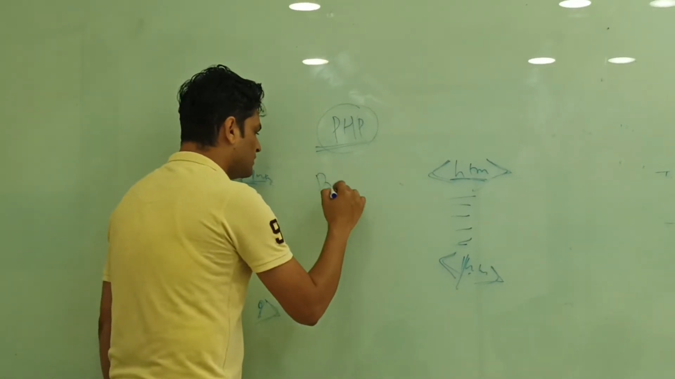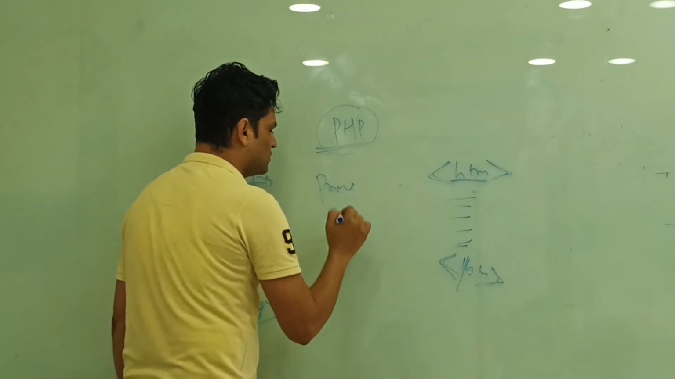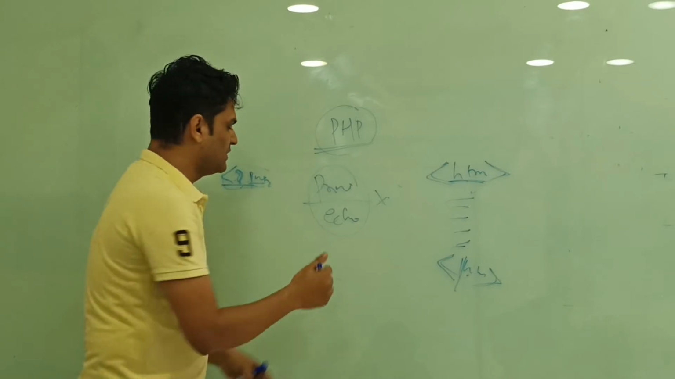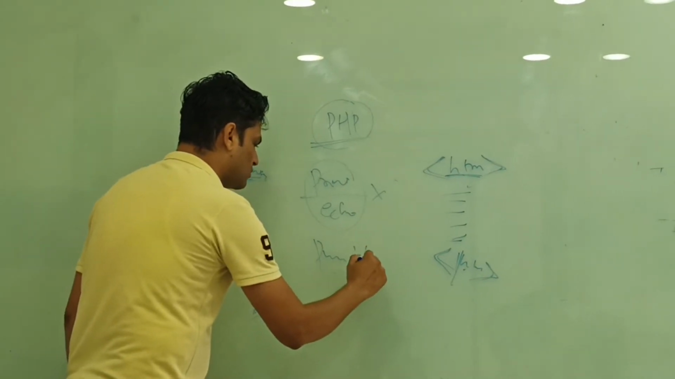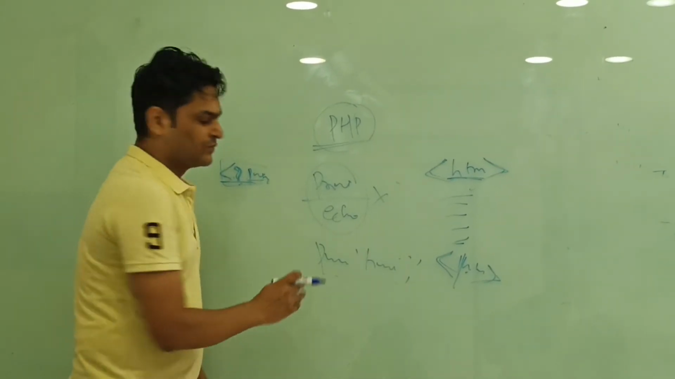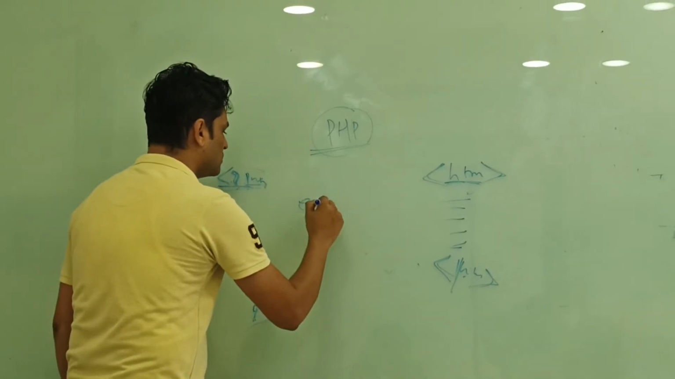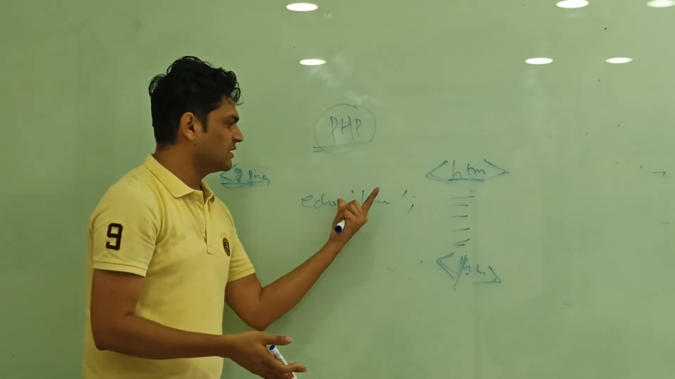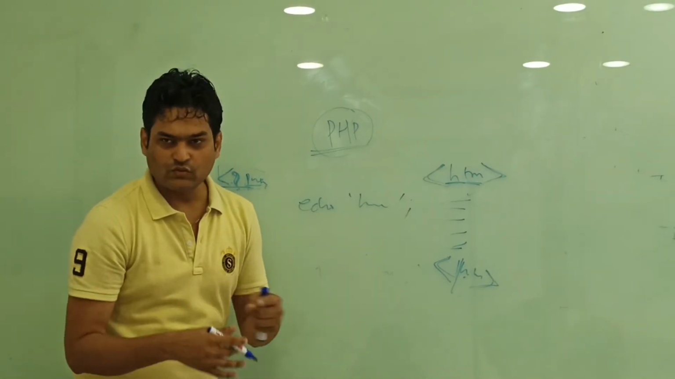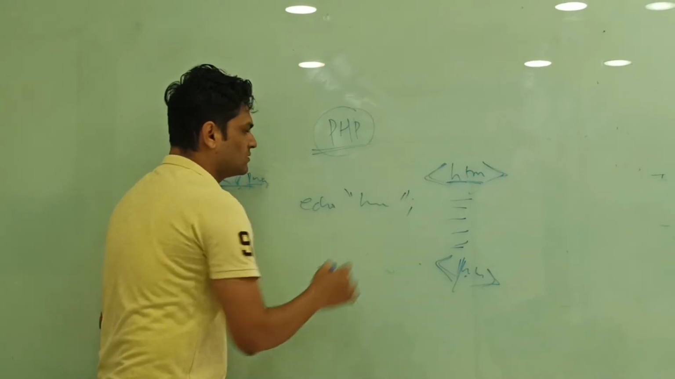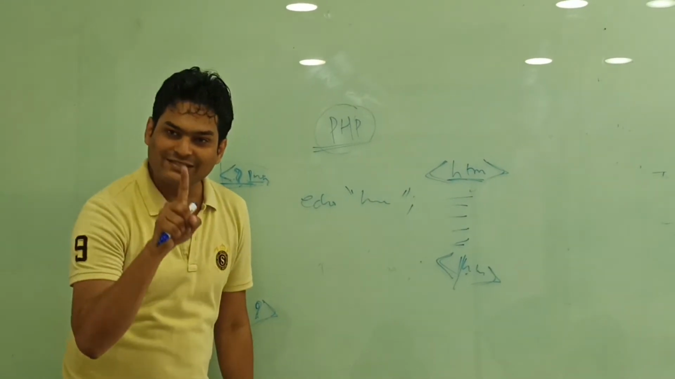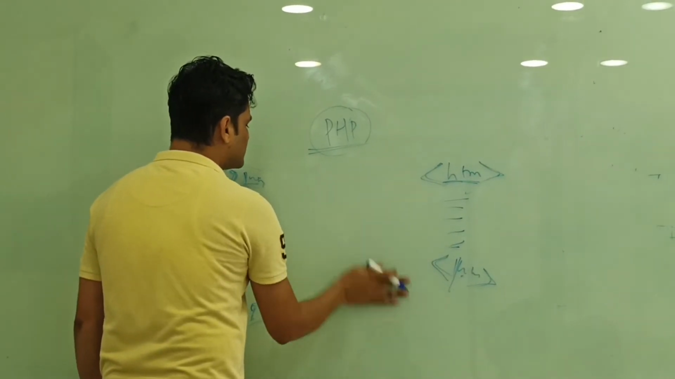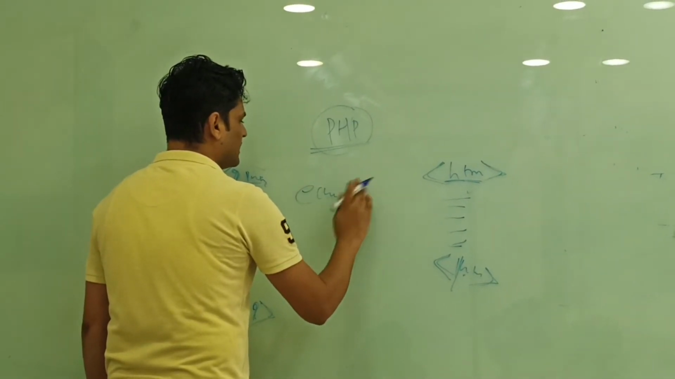So one is what? Print, and second is what? Echo. Both are used for the same thing, printing the value. If you write print single quote hello, it will print the data. If you write echo single quote hello, it will print the data. Either single quote or double quote. If you want to print anything, you have to give it in double quotes, but it should be a string. Suppose if you want to print something integer, you can print like this.